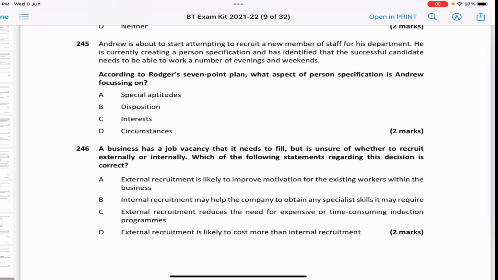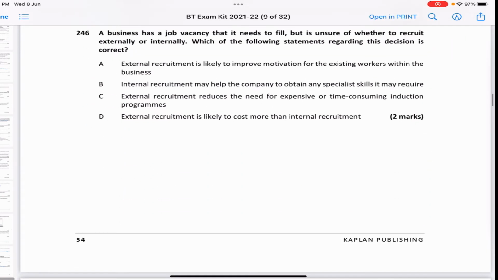Okay, so that would be something which is related to particular circumstances. A business has a job vacancy that it needs to fill, but it is unsure of whether to recruit externally or internally. Which of the following statements regarding this decision is correct?